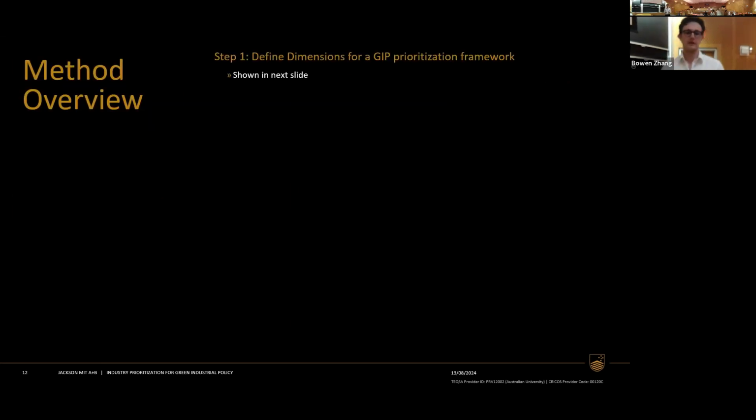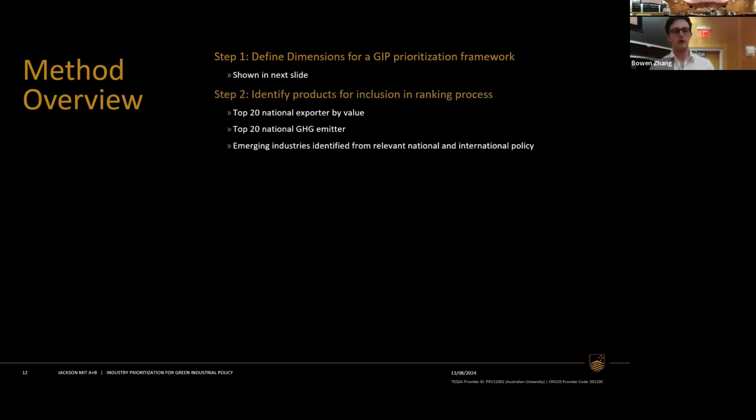A general overview of our method and how we went about it. First, we defined the dimensions for green industrial policy prioritization. So these dimensions, which I'll show on the next slide, we think are fundamental for all green industrial policy. We then went on and we identified the products for inclusion. So what industries did we think we should run through this and collect data for?